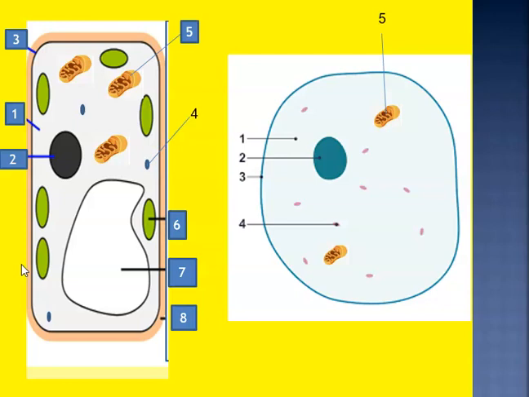So make sure as a minimum expectation you know those different structures and you know which are found in plants and animals and which are only found in plant cells. Okay, moving on.